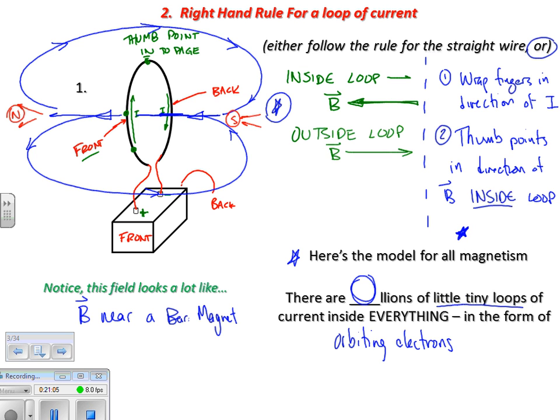All right, so we have to be able to, again, tie the direction of the magnetic field back to what polarity a magnet would have. Okay? A real important thing here is that everything has tons and tons of little loops of current in them. So everything has the potential to be a magnet.